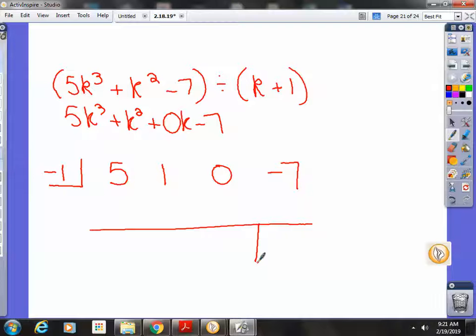What do we do with the first term, 5? Come straight down. And then we do what? Good. 5 times negative 1 is negative 5. And then what? We add, and then we multiply. Negative 4 times negative 1 is 4. And then we add, then we multiply, then we add.